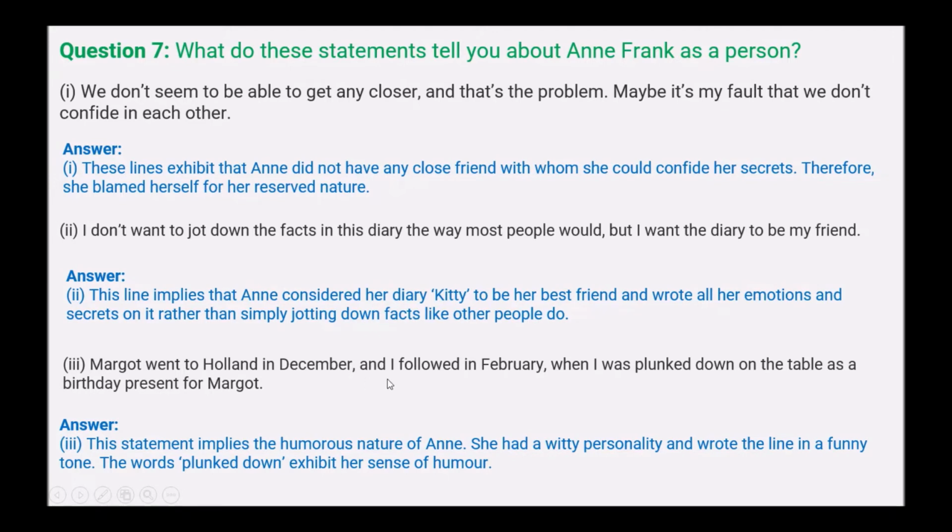"Margot went to Holland in December and I followed in February, when I was plunked down on the table as a birthday present for Margot." This statement implies the humorous nature of Annie. She had a witty personality and wrote the line in a funny tone. The words "plunked down" exhibit her sense of humor.